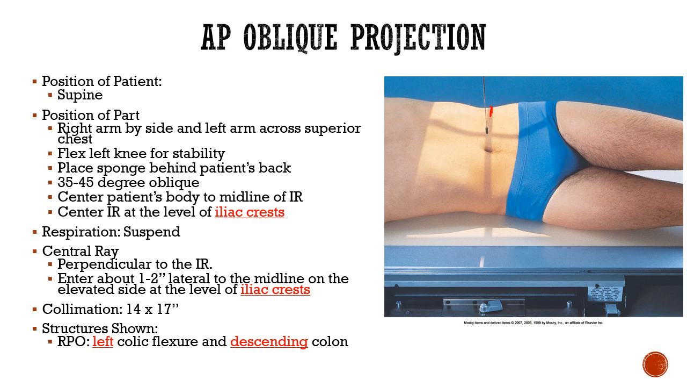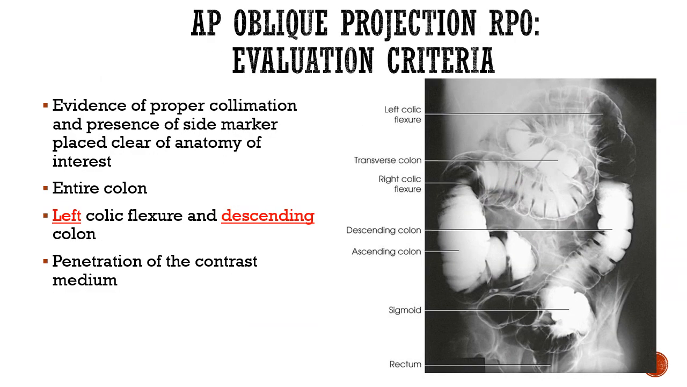But this time we're doing an RPO, so we're going to see the side up again, which is the left now. So we're going to see the left colic flexure and the descending colon. On this image, we see the entire colon, but that left colic flexure is now open, and the descending colon is what we're focusing on.